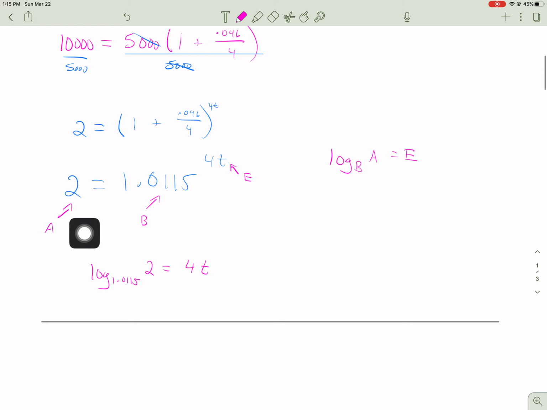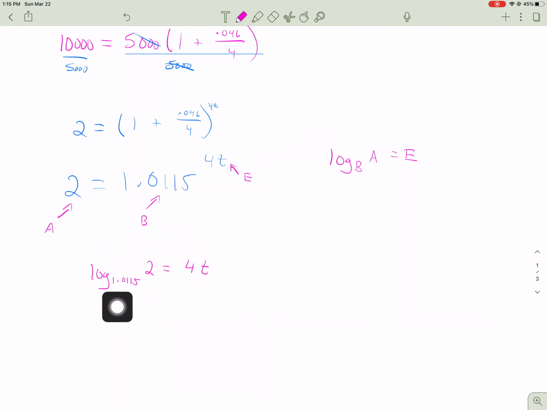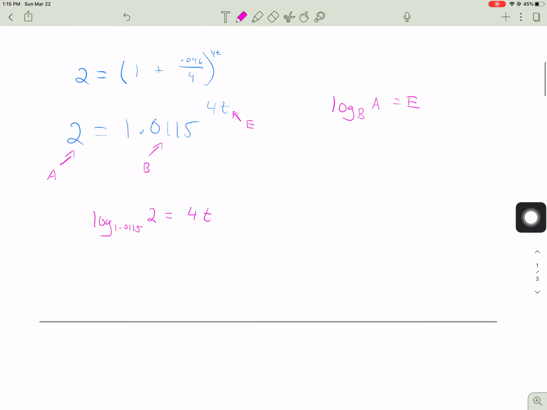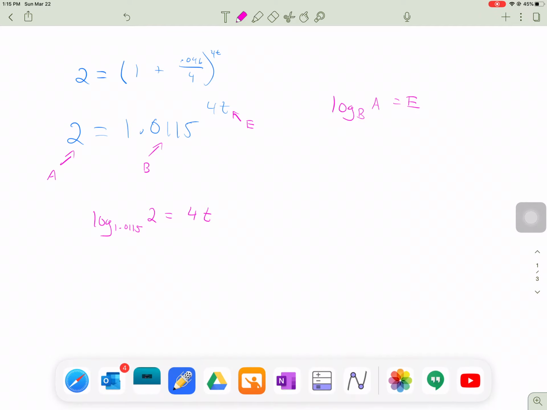So now this left side is just a value. Log base 1.0115 of 2 equals 4t. Well, this is just a value. It's saying 1.0115 to what power is 2. So we could do that in the calculator, or we could divide by 4 now and get t alone. It doesn't matter.